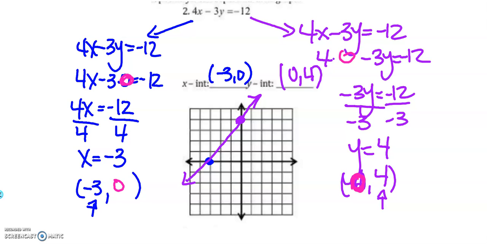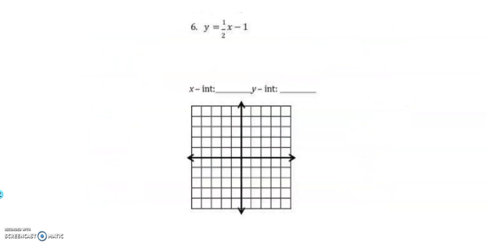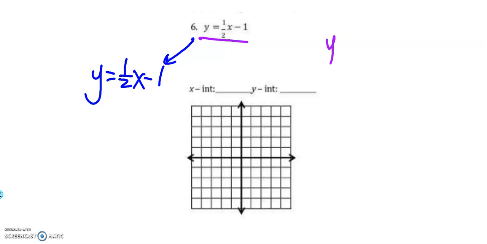Let's try one more. Now this one is not in standard form, and I'm going to show you that that's fine. It works exactly the same way. Y equals 1/2 x minus 1, and y equals 1/2 x minus 1. Let's start by substituting in 0 everywhere that we see y, so we can get our x-intercept first.